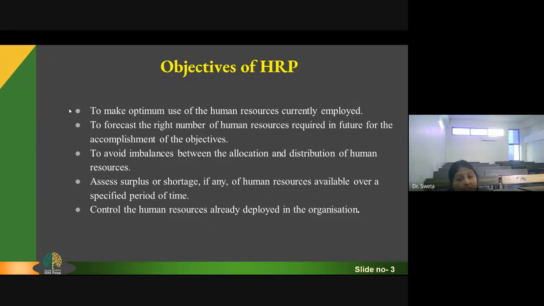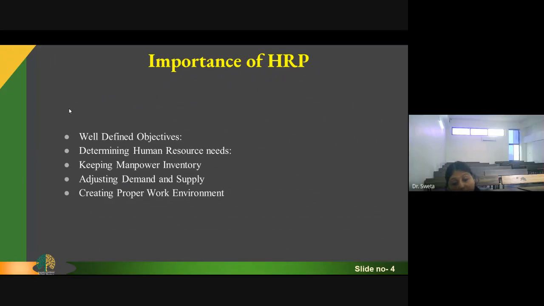And the last objective of HRP is that we need to have control over the human resources that are currently available in the organization. Means their activity needs to be controlled, and their efforts should be utilized in the right direction in the right manner, so that we can attain the objective of our organization.